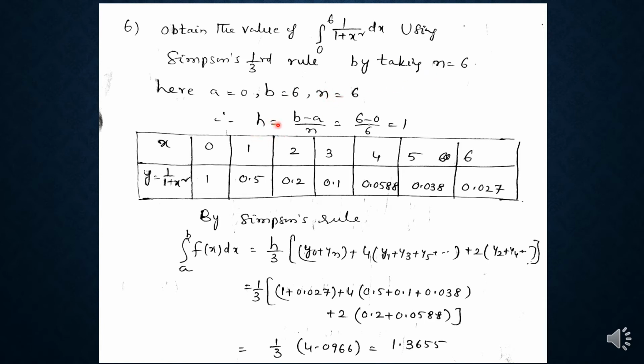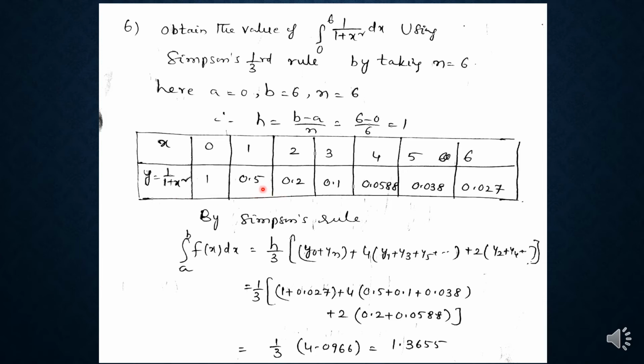So h is equal to b minus a by n, that is 6 minus 0 by 6, that is equal to 1. Now to prepare the table, we take x values from 0 to 6 with the difference 1, that is x values 0, 1, 2, 3, 4, 5, 6. Now what is y? y is equal to 1 by 1 plus x square. By putting x is equal to 0, we get 1 by 1, that is 1. For x is equal to 1, 1 square means 1, 1 by 1 plus 1 is 1 by 2.